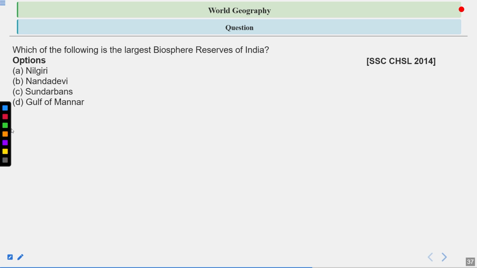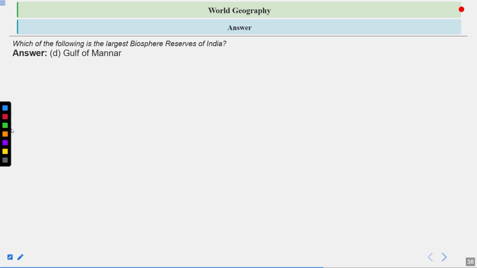Which of the following is the largest biosphere reserve of India? Nilgiri, Nanda Devi, Sundarbans, or Gulf of Mannar? So the largest biosphere reserve that is found in the following areas is D option, that is Gulf of Mannar.